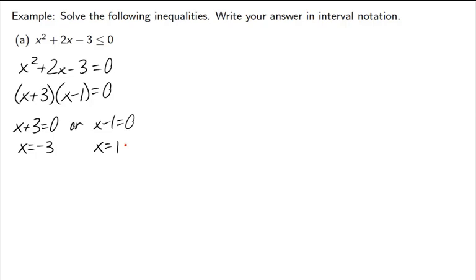So that was the first two steps. Now we're going to make a number line, and on this number line, we're going to put the numbers negative 3 and positive 1. Then we need to choose test values. By putting two numbers on the number line, I have split it into three distinct intervals. I'm going to pick a number to test from within each of these intervals. And you do need to make sure that the number you pick is not one of these endpoints.